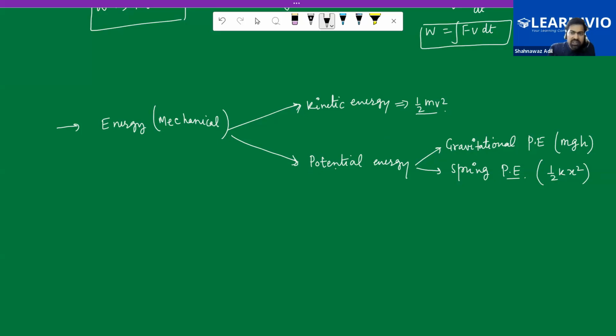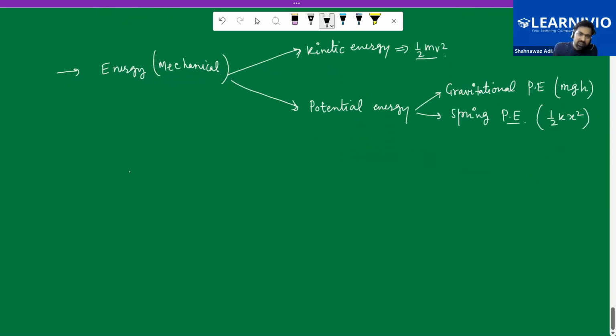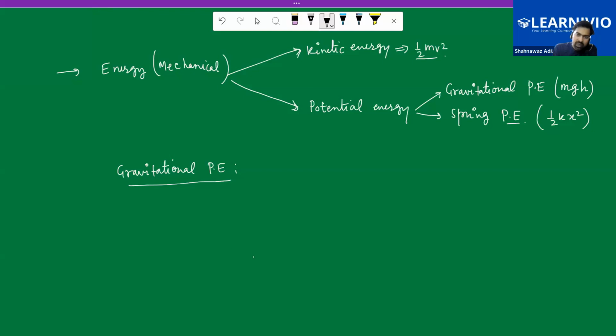This potential energy doesn't depend upon the path. Whatever path you take, let's take an example of gravitational potential. If you take this object to a point at h distance, working against gravity, then your gravitational potential energy would be simply mgh. And your work done would be minus of the change in potential energy, that is minus mgh.